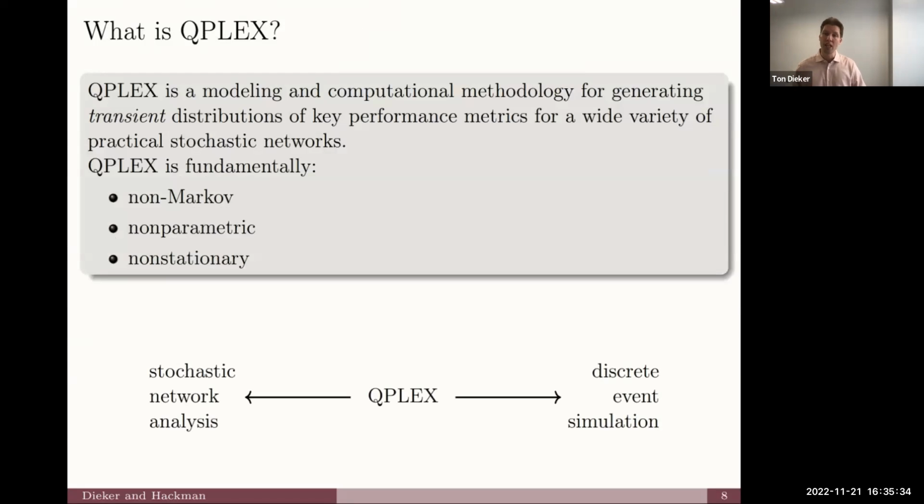So QPLEX tries to get the best of both worlds. The speed of parametric formulas from the stochastic network analysis, and also some of the flexibility from discrete event simulation. And it generates transient distributions and does not rely on these restrictive assumptions. So it's inherently non-Markov, non-parametric, and non-stationary.